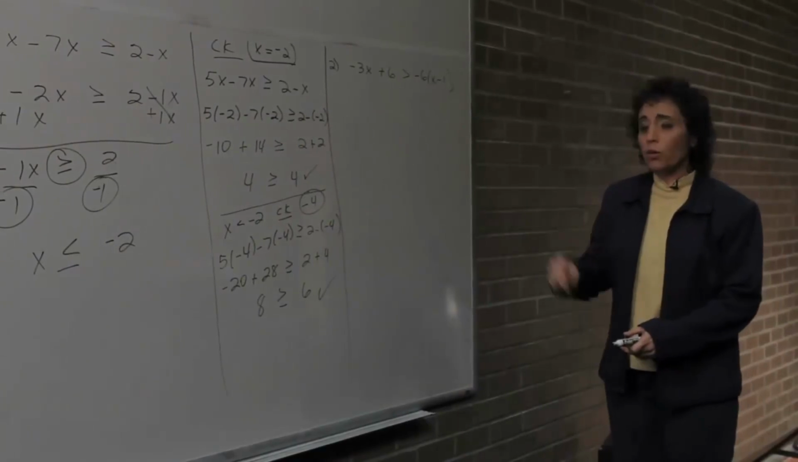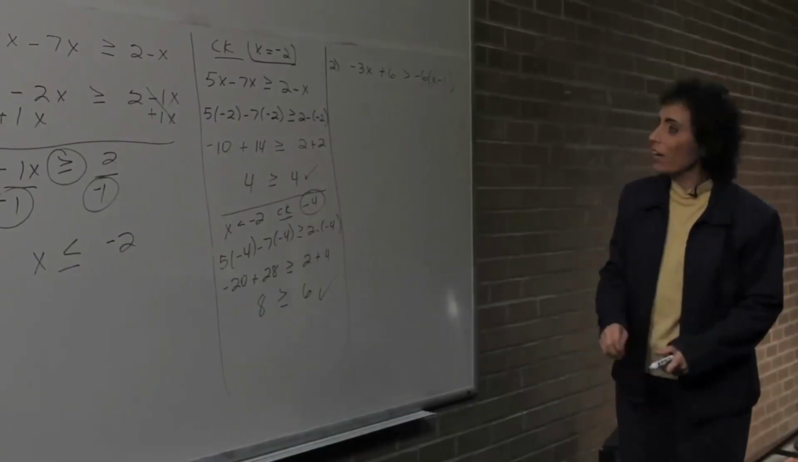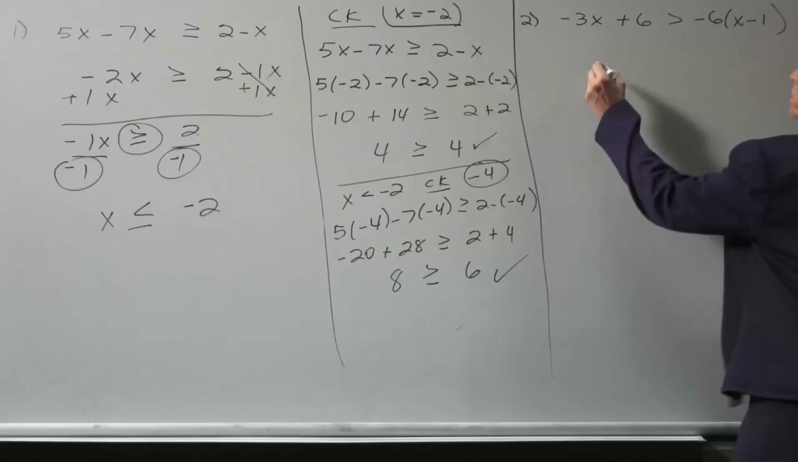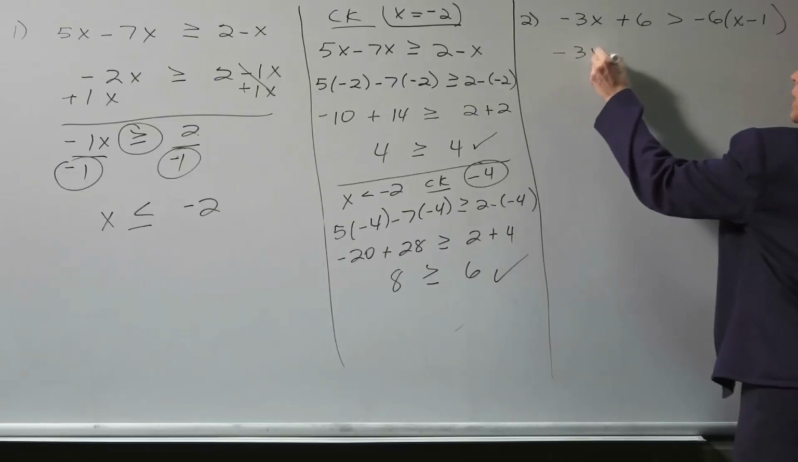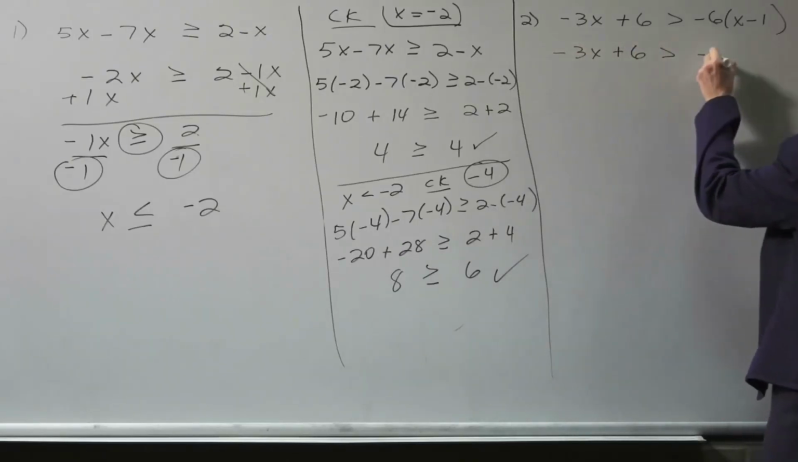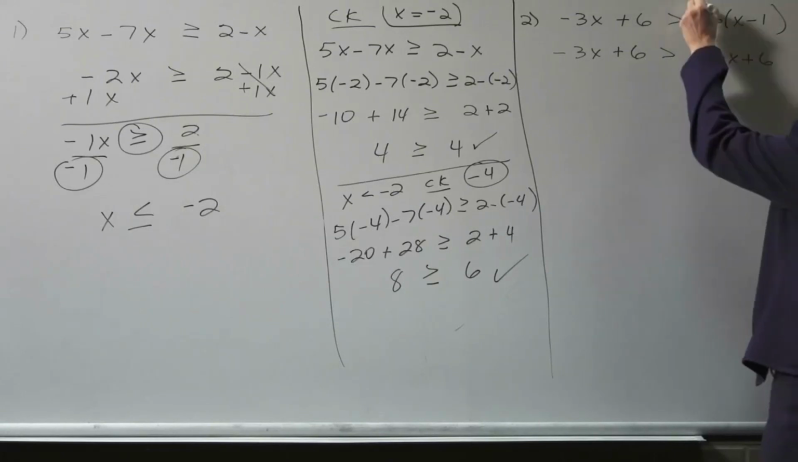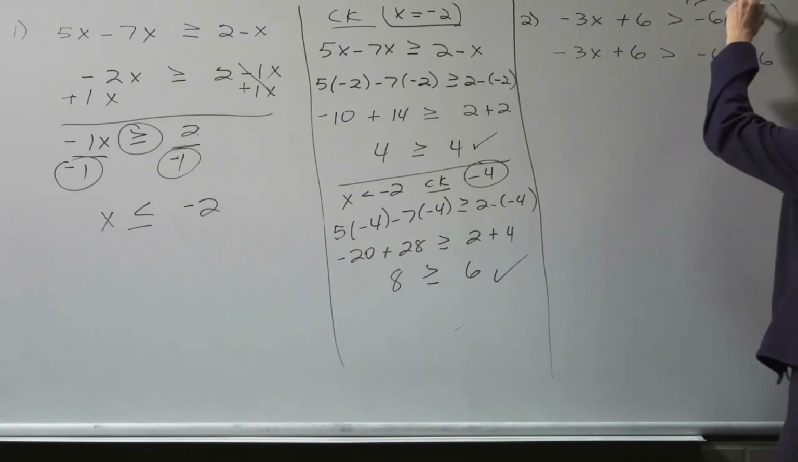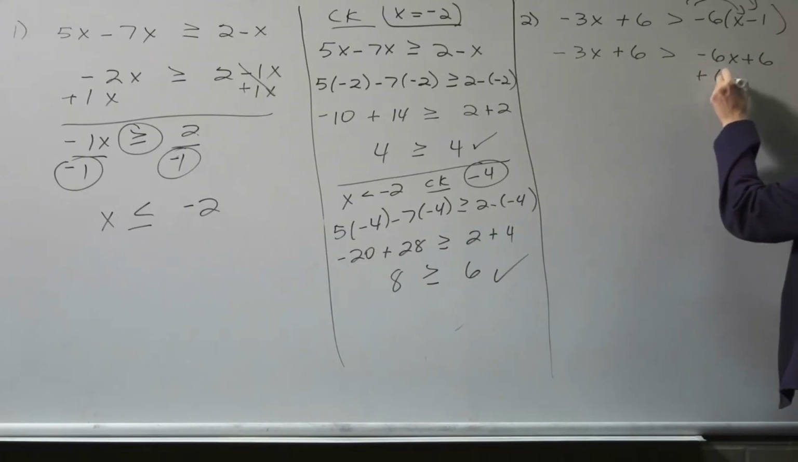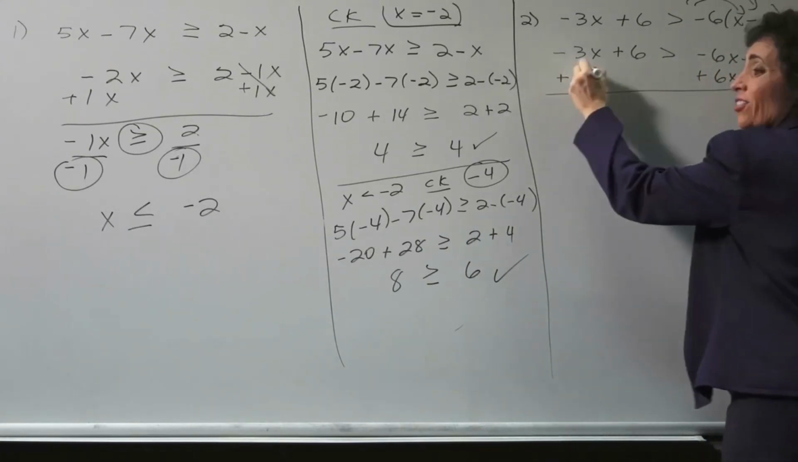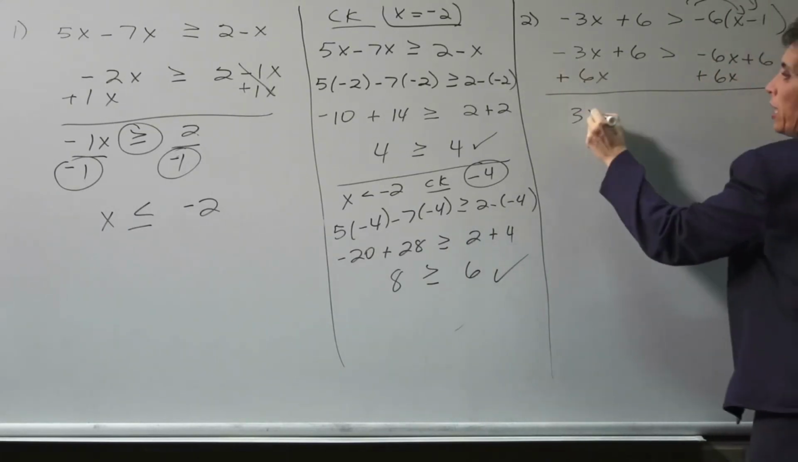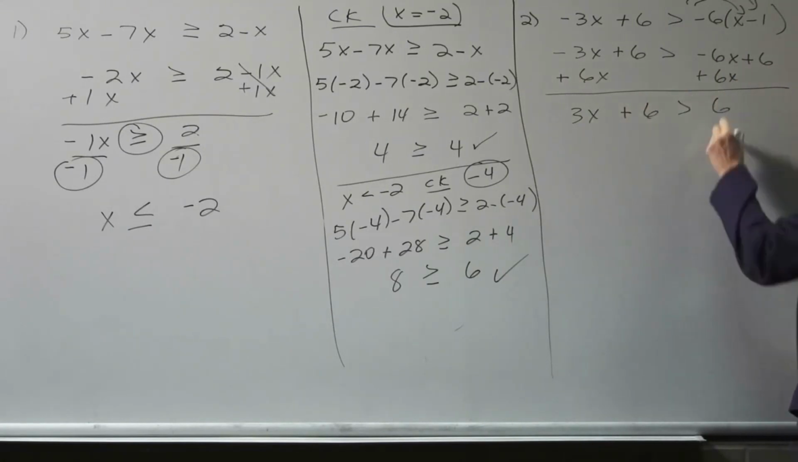Okay, let's try number 2. That was all for number 1. All right, let's go to 2. Negative 3x plus 6 is greater than negative 6x plus 6. Okay, I like to start with my variables first. I add 6x. I add 6x. I get 3x plus 6 is greater than 6.